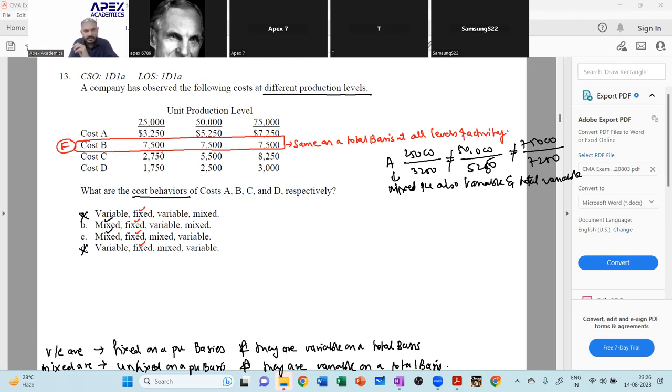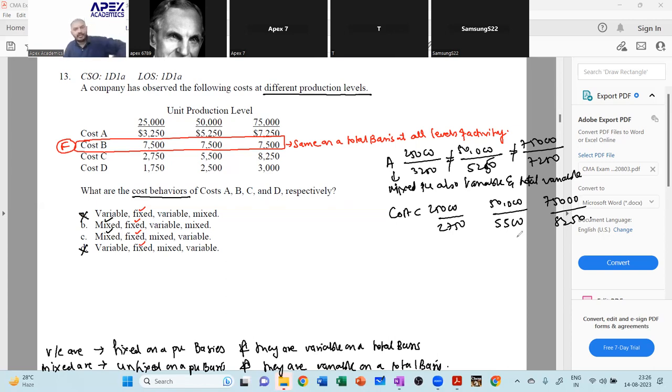Now let's look at option C. Let's look at cost C. Now cost C is what? Cost C is 25,000 divided by 2750. It is 50,000 divided by 5,500 and it is 75,000 divided by 8250. Right?